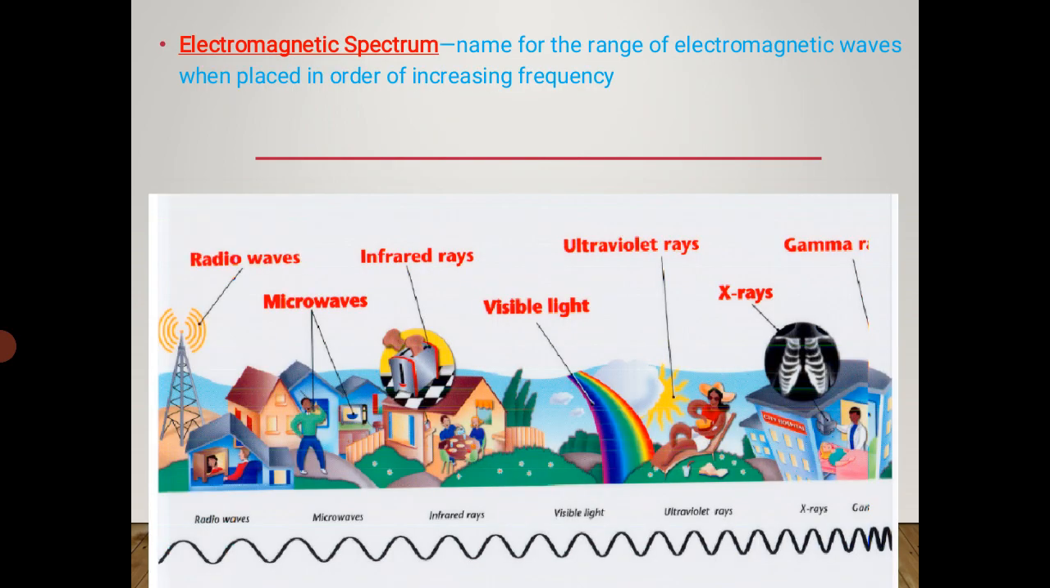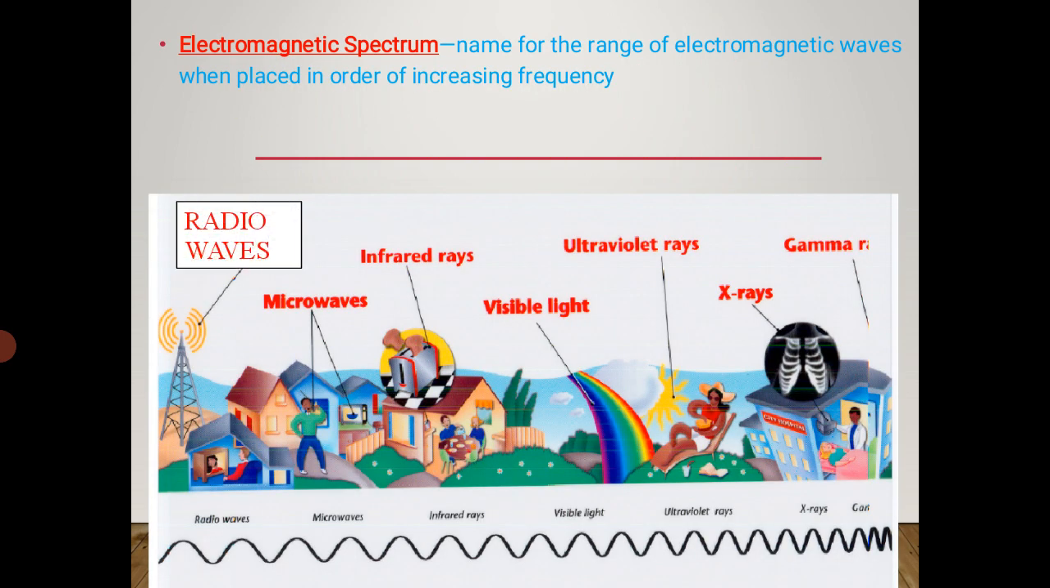What is electromagnetic spectrum? Electromagnetic spectrum is the categorization of electromagnetic wave according to their wavelength and frequency. The behavior of an electromagnetic wave in a substance depends on its frequency or wavelength. Name of the range of electromagnetic waves when placed in order of increasing frequency.